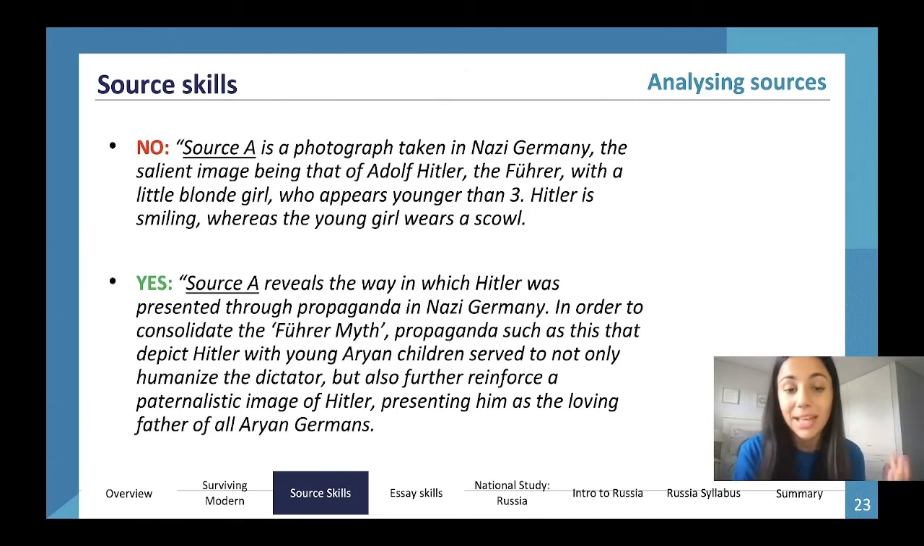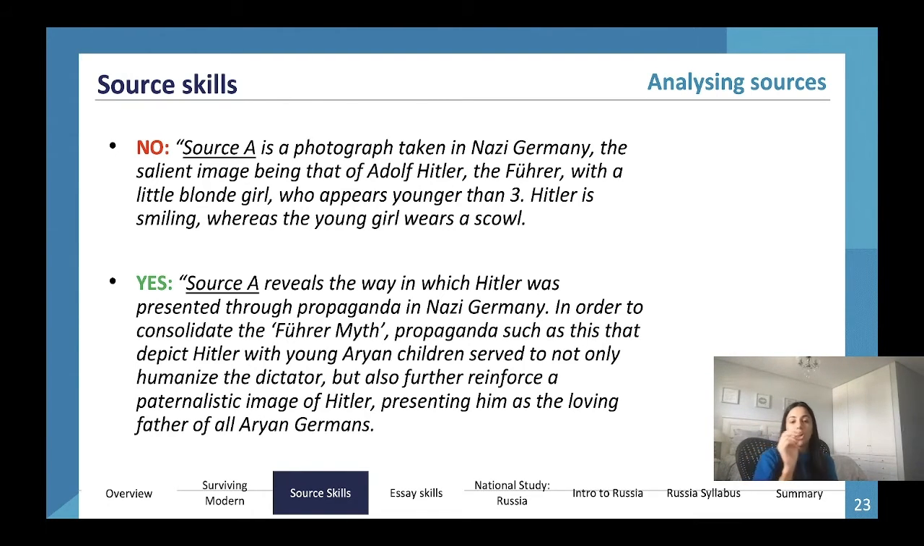Thanks. But instead you could do, source A reveals the way in which Hitler was presented through propaganda in Nazi Germany. Look at how it starts. In order to consolidate the Führer myth, propaganda such as this that depicts Hitler with young Aryan children served to not only humanize the dictator, but also further reinforce the paternalistic image of Hitler, presenting him as the loving father of all Aryan Germans. Please, full marks. Full marks. Can we see the difference?